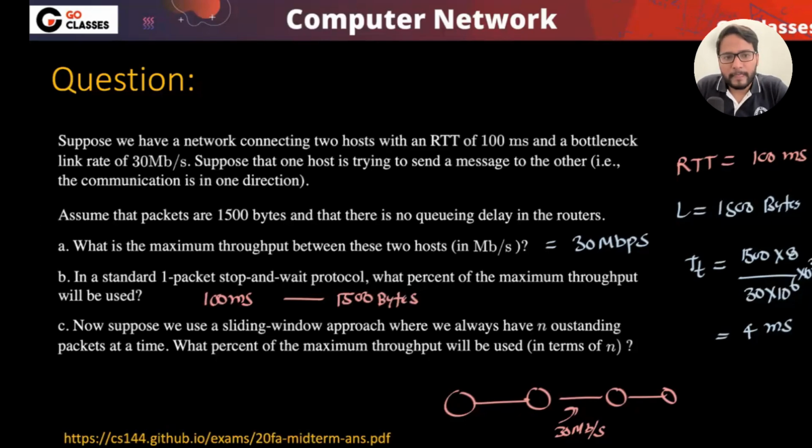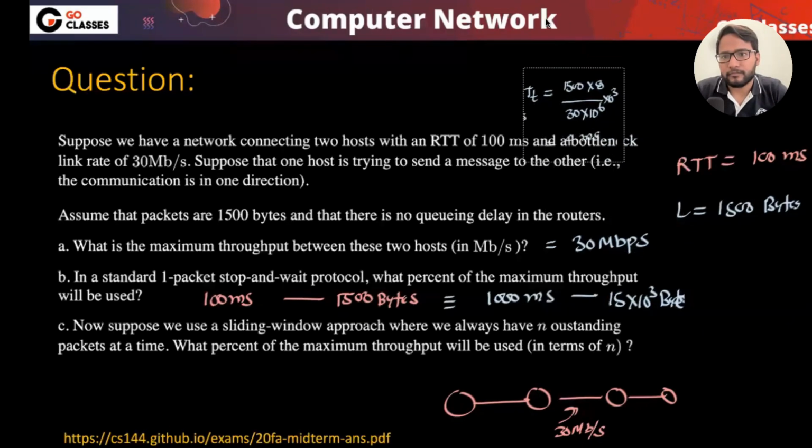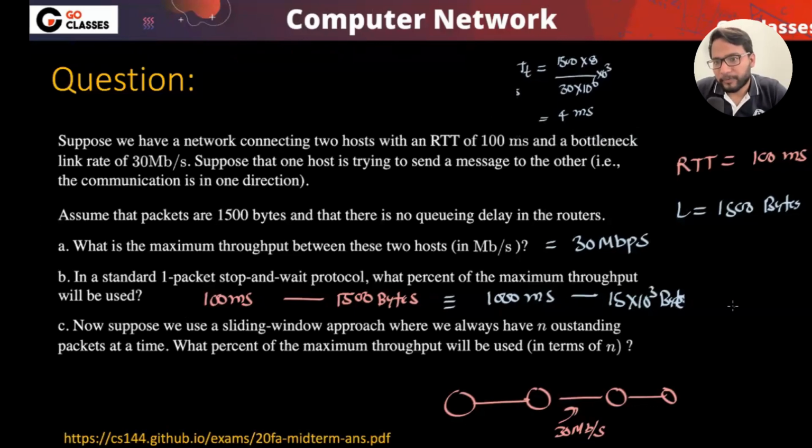Now can you tell me in 1000 milliseconds, or in 1 second, how much you are sending? It is 15 into 10 to the power 3 bytes. Is this okay to everyone? Let me know. So these many bytes you are sending. Maybe I can remove this calculation because it was not even required. So 15 into 10 to the power 3 bytes per second.